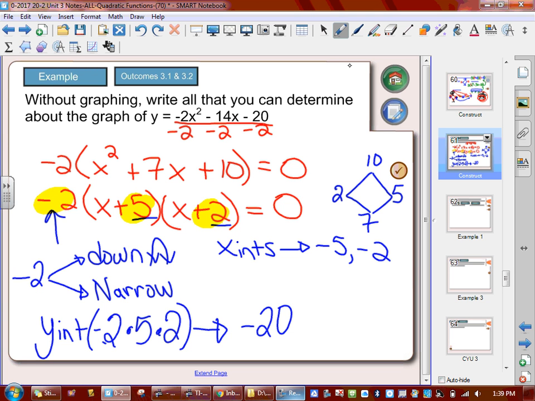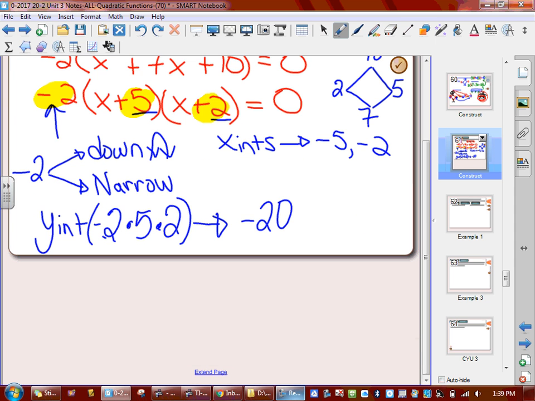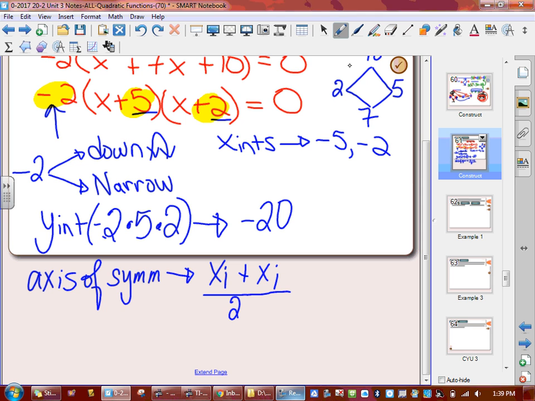Okay? My axis of symmetry is going to come from my x-intercepts. Remember, all we have to do is add the x-intercepts and divide by 2. That tells us the middle of our graph. So the axis of symmetry is the x-intercept plus x-intercept all divided by 2. So that's going to be -5 plus -2 all divided by 2.